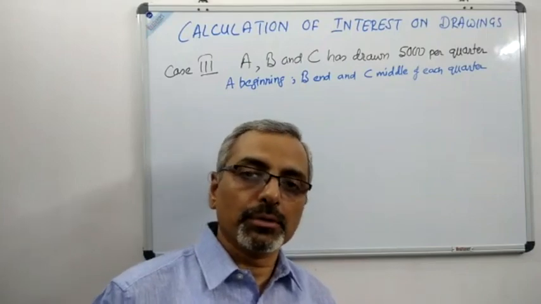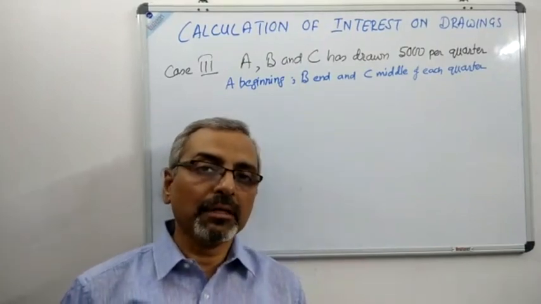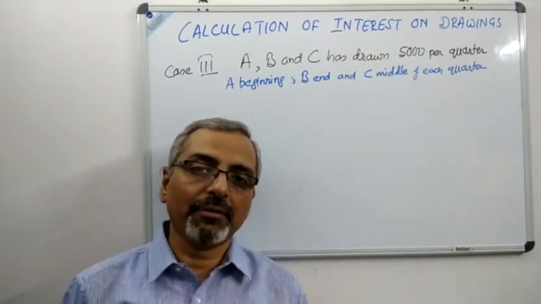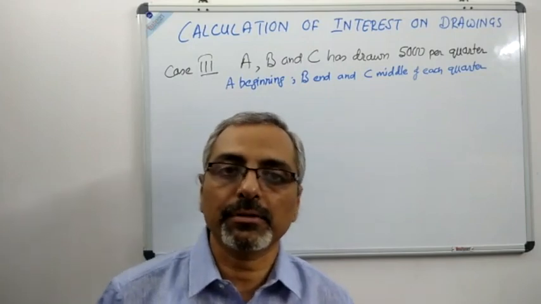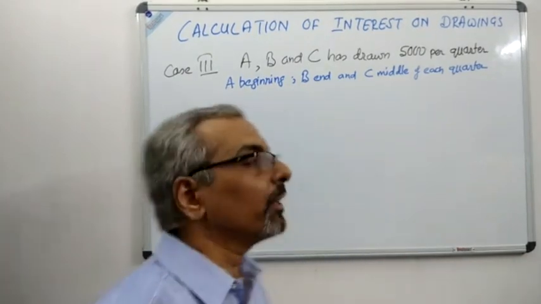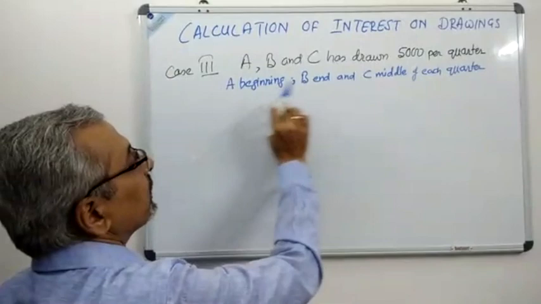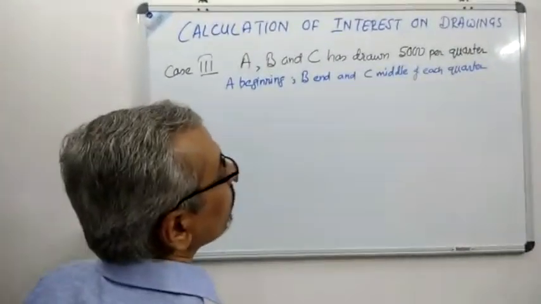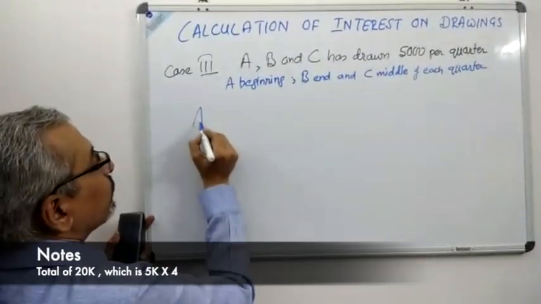So over here also the same formula applies, that is, the time left after the first drawing and the time left after the last drawing will be taken into consideration. See very carefully, I have made a note that A has drawn at the beginning, B has drawn at the end, and C has drawn in the middle of each quarter. So we'll calculate for A.